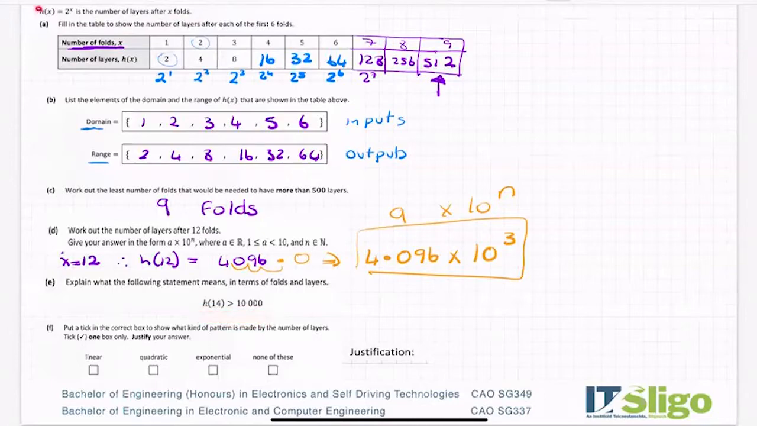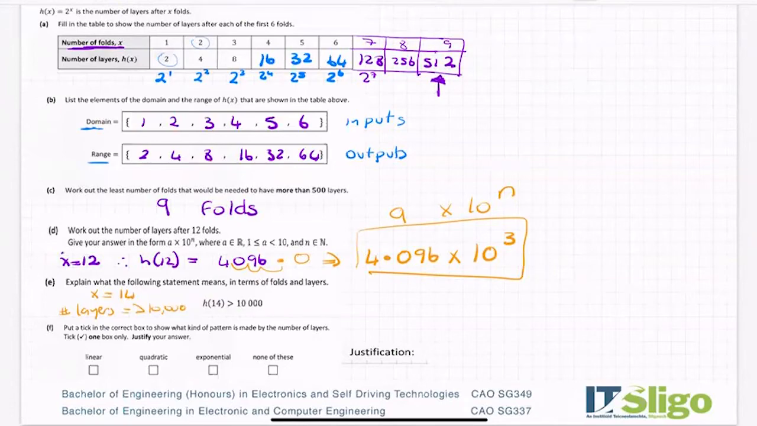Okay, so this is h of x, this is h of 14. So now in that, I can see that x is equal to 14, okay, and whatever it's equal to, h of x is the number of layers. Okay, so the number of layers is greater than 10,000. Okay, so let's explain what that means.